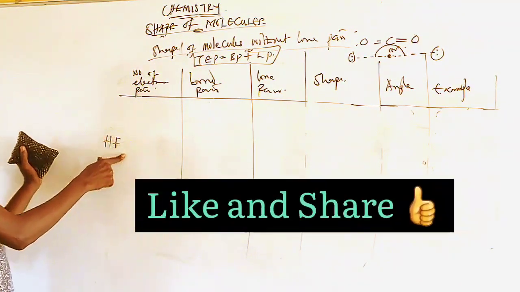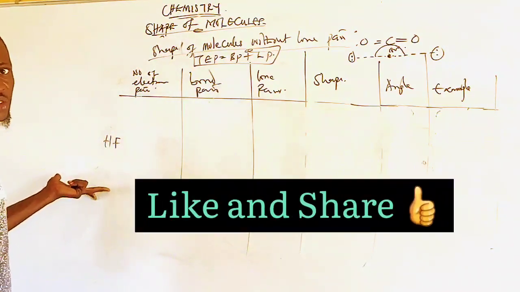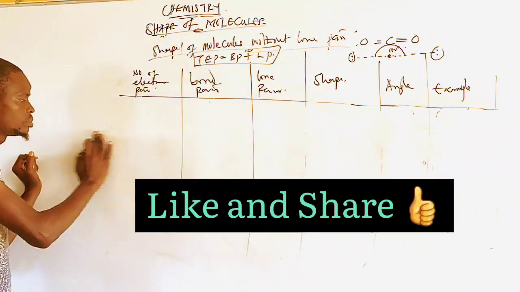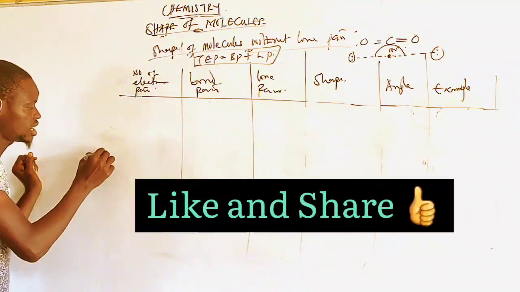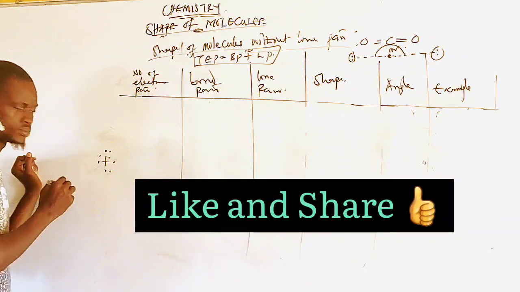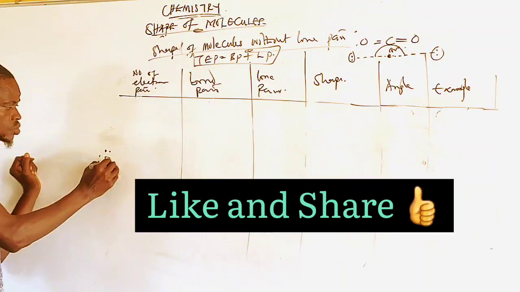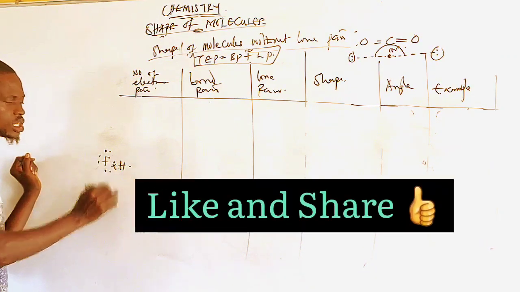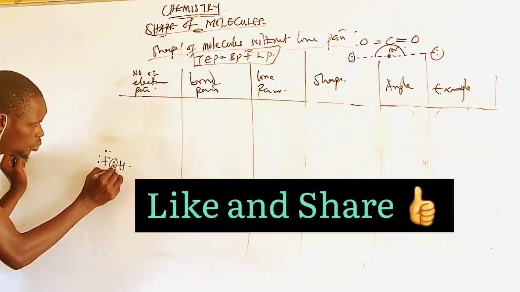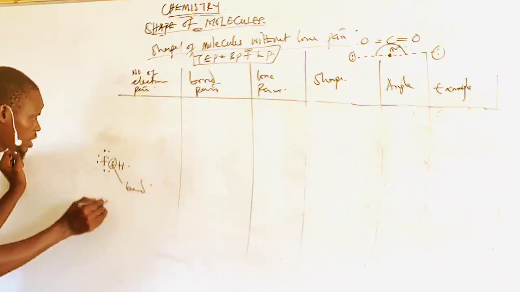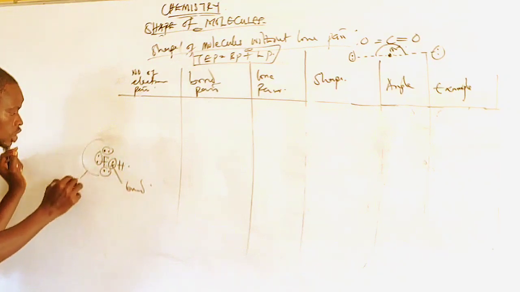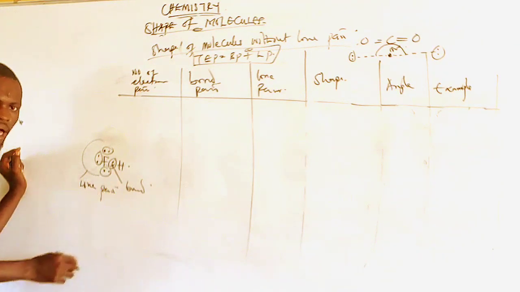I want to draw the Lewis structure of hydrogen fluoride, so I will know the number of lone pairs found in it and the number of bonding pairs. Now, fluorine, which is the central atom, has 7 electrons: 1, 2, 3, 4, 5, 6, and 7 altogether. It is only one that needs hydrogen. So if hydrogen is joined with this, then fluorine has how many bonding pairs? It has only 1 bond pair, and the other 3 are otherwise known as lone pairs.